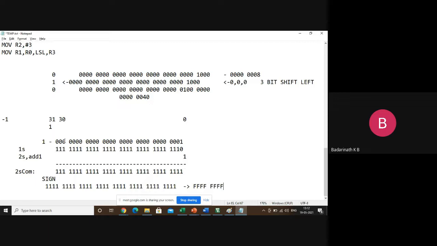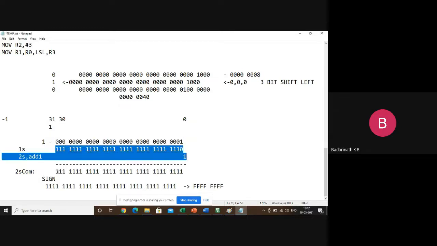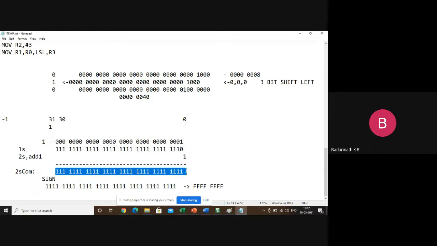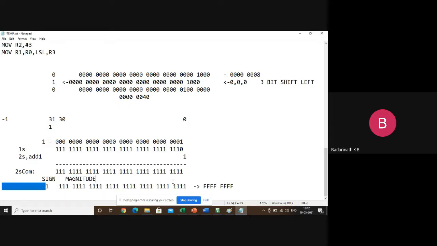So how do we do it? First, take the sign and represent it in the 31 bits. Negative means 1, positive means 0. Now take the magnitude and represent it in a binary pattern. Now take the 1's complement of that and add 1 to find the 2's complement. How many bits are there? 31 bits. Now take the sign bit as it is, and the remaining is the magnitude. Once all 32 bits are ready, you represent them in hexadecimal. This is the value you are supposed to get.